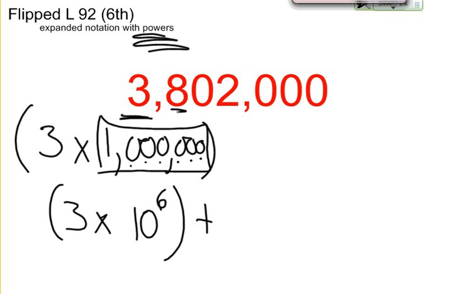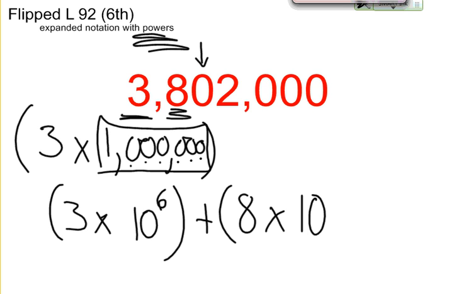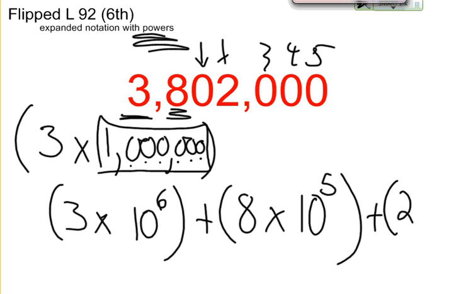And then that's added to our 8, which is going to be 8 times 10 to the, right, we got 1, 0, 2, 0, 3, 0, 4, 0, 5, 0. So it's going to be the 5th power. And then we're going to add 2 times 10 to the 1, 2, 3, 3rd power. And so we have that idea. That's a review idea, but you can remember what that looks like and the basics for how that's done.